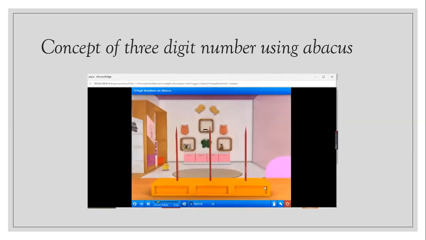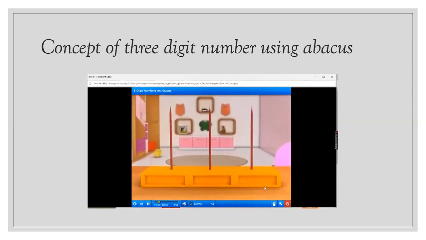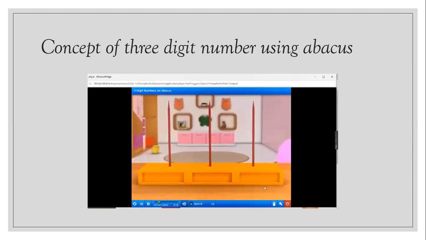Let us push the wires into the block of plasticine so that they stand upright as shown. We mark the wire on the extreme right-hand side as ones. Next, we mark the wire to the left of the ones as tens and the wire to the left of the tens as hundreds. Our abacus is ready. The 3 wires on our abacus represent the place values for ones, tens, and hundreds. When there are no beads on the wires, the abacus represents the number 0.